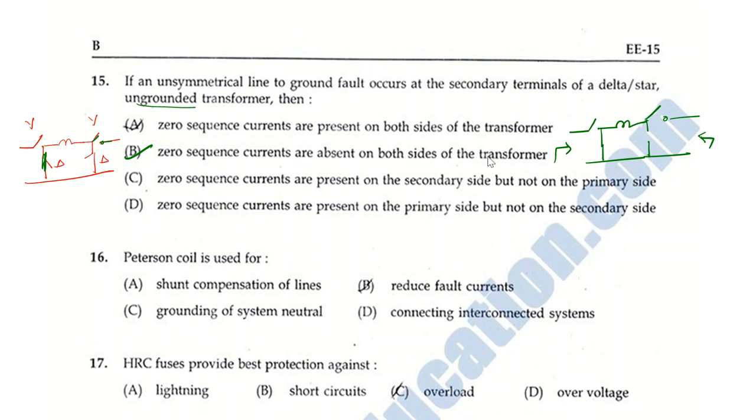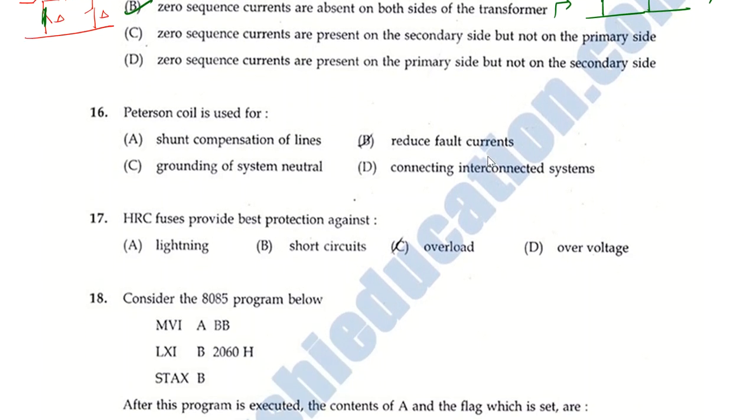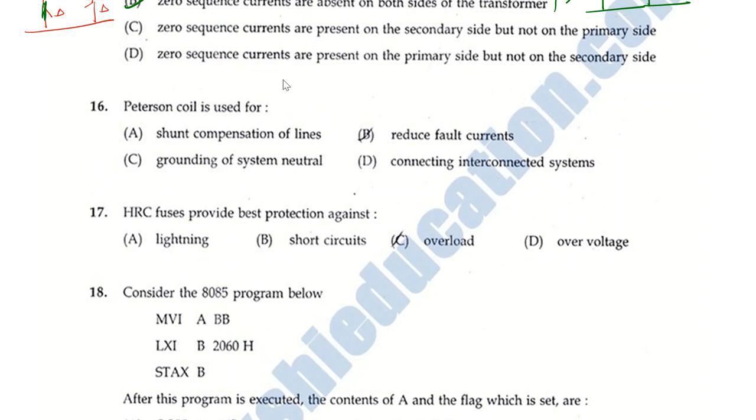Next one, the Peterson coil is used for. What is this Peterson coil and why are we going to use it? In the case of transmission lines, for example, consider a three-phase transmission line with phases R, Y, B. Sorry, not an LG fault. It is just an open circuit of one conductor. If it touches the ground then we can call it a line to ground fault, but here one line is just open circuited.